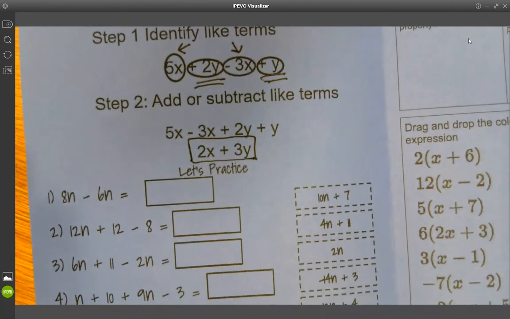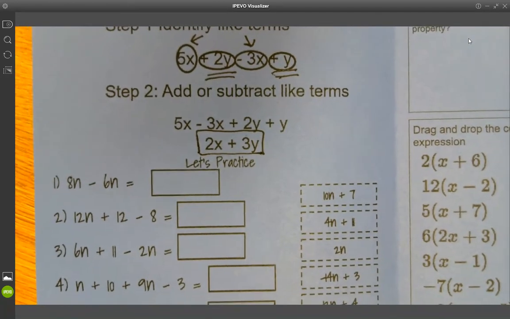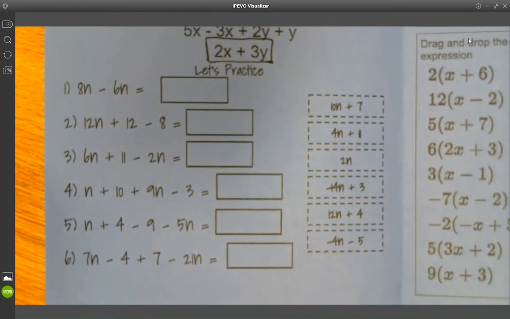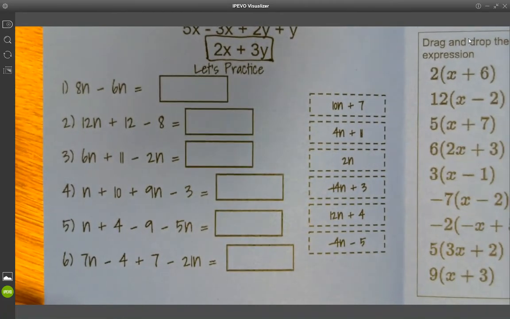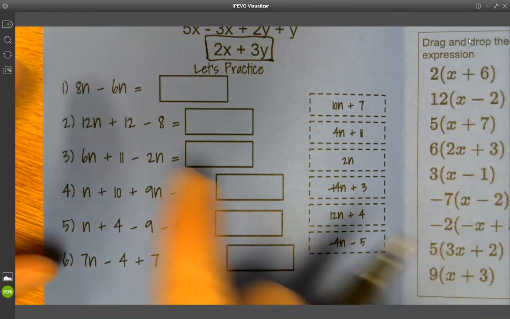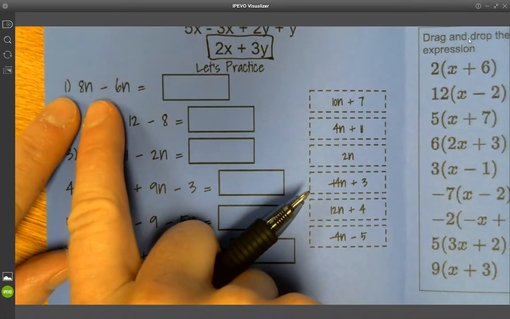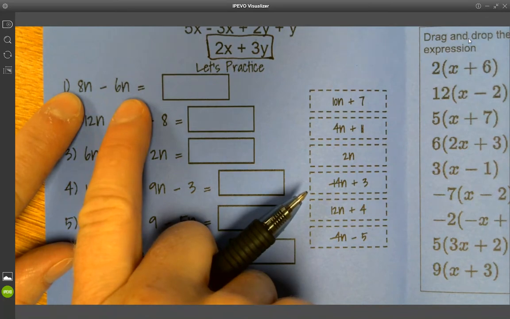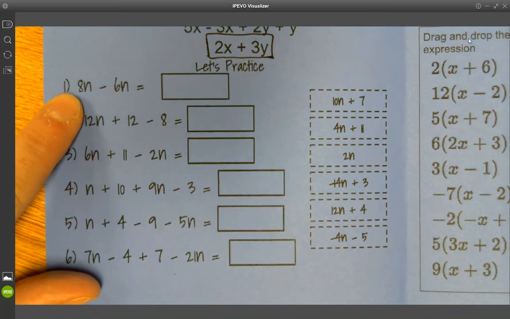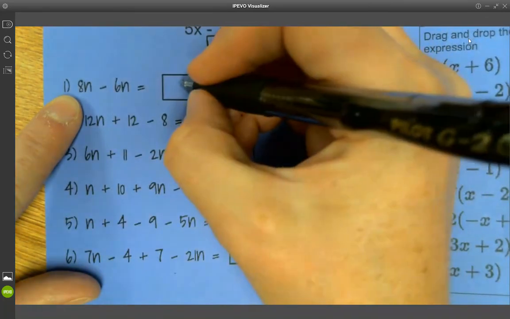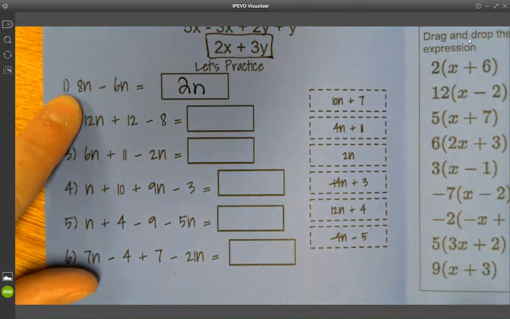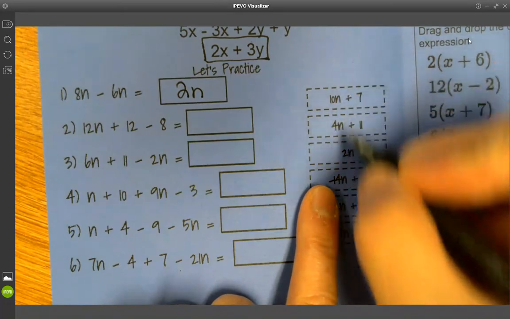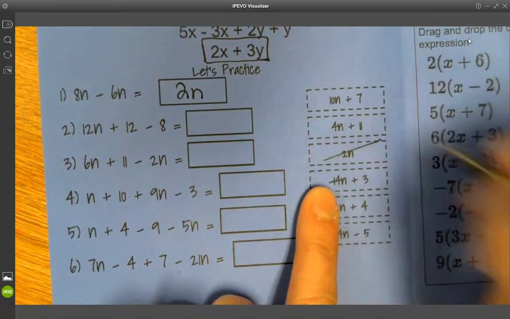So that's what you're going to do on these 6 problems. You're going to combine like terms. You can only combine like terms. So this first one, we have 8n minus 6n. So if I have 8, I take 6n away. How many do I have left? 2n. Okay, and it's over here. Here's kind of a help, a guide for you. So you can mark that out.